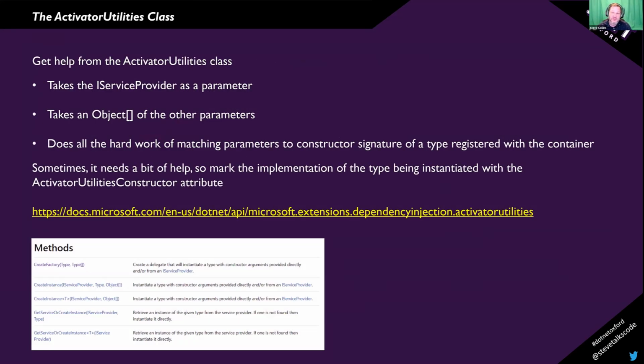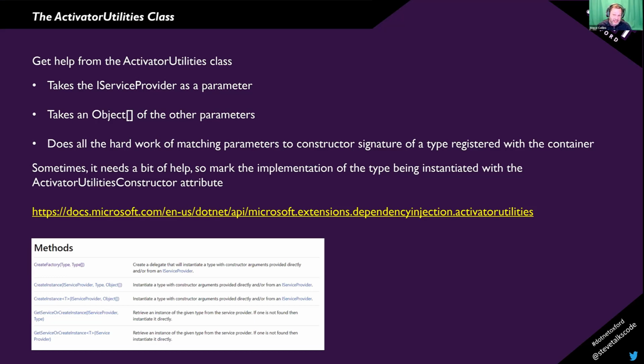There are 4 methods that are effectively 2 methods with generic overloads. The GetServiceOrCreateInstance method will try to get the container to create the instance for you, but if the type is not registered, it'll do it via reflection. The other method, and the one that's of interest to us, is the CreateInstance method.